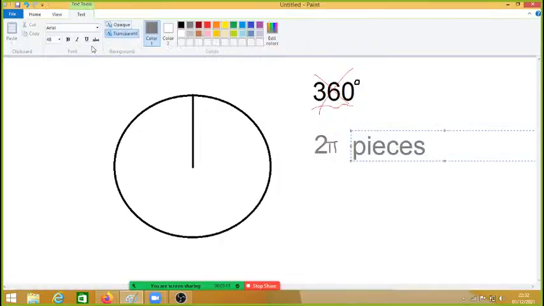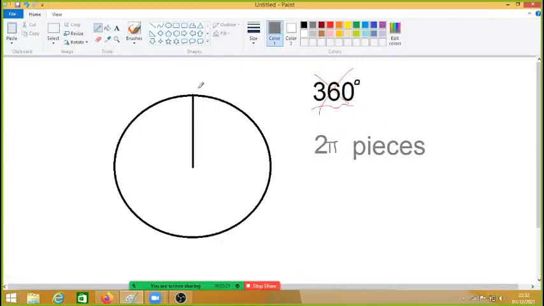So let's say I bring back the line. Making an angle that goes all the way around the circle, we could say that's 2 pi. We could say that we're splitting the circle into 2 pi pieces. Remember, pi is about 3.14, so we're splitting the circle into 2 times 3.14. So that's about 6 or 7 pieces we're splitting the circle into.